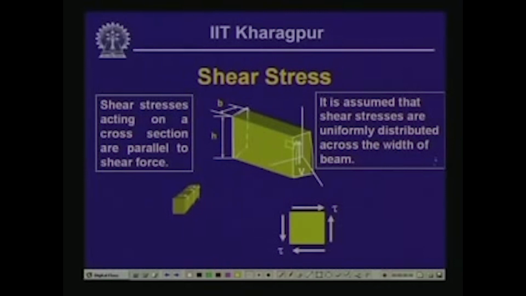Now, we assume two aspects over here. One is that shear stresses act on a cross section and are parallel to the shear force. That means, at a particular section where we have the shearing force, we assume that the shear stress is parallel with the shear force in that particular cross section. It is also assumed that the shear stresses are uniformly distributed across the width of the beam. It is reasonable to assume that across the width of the beam the shear stress is uniform.